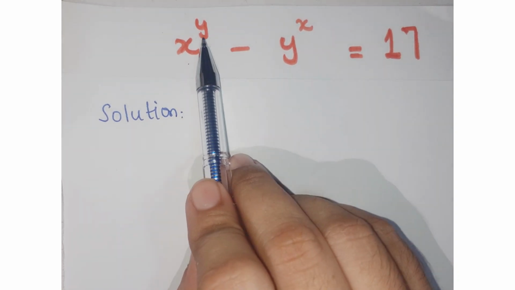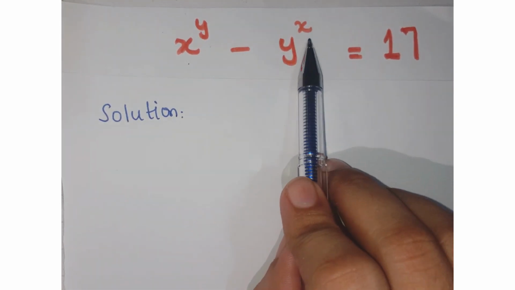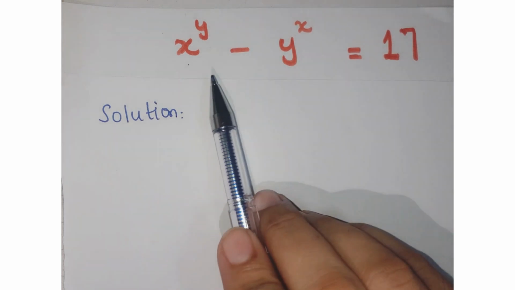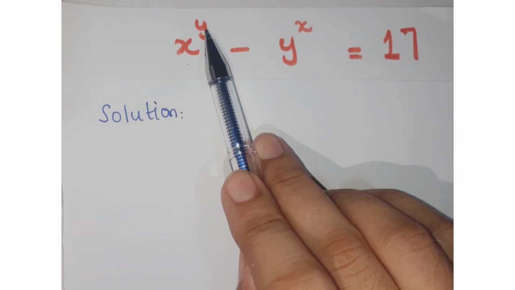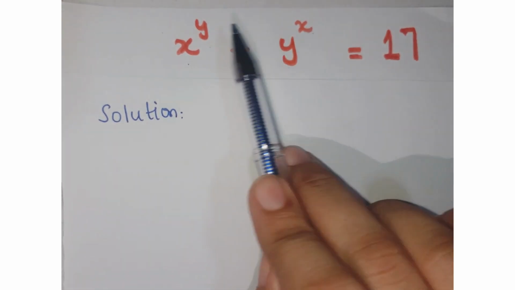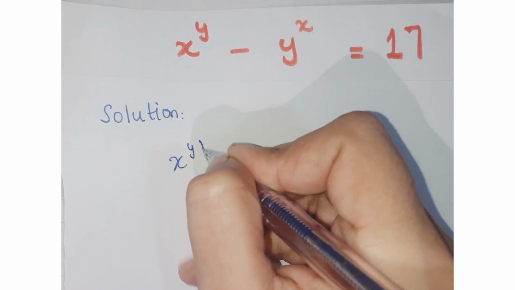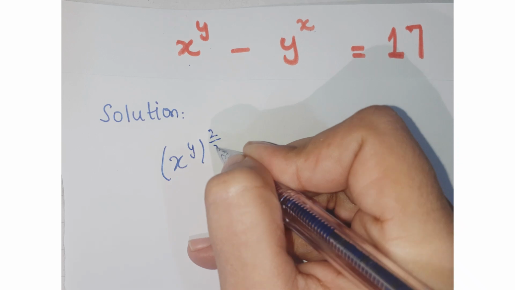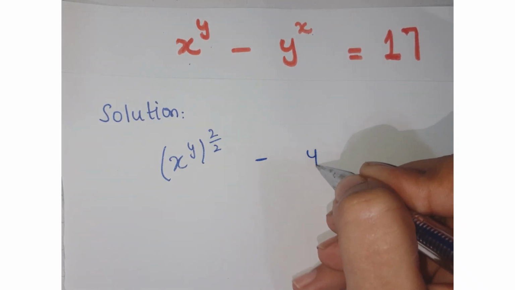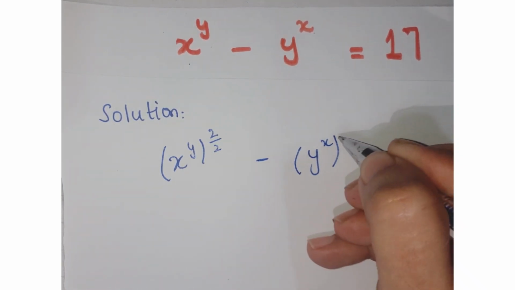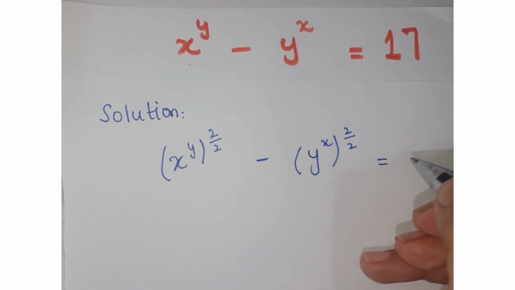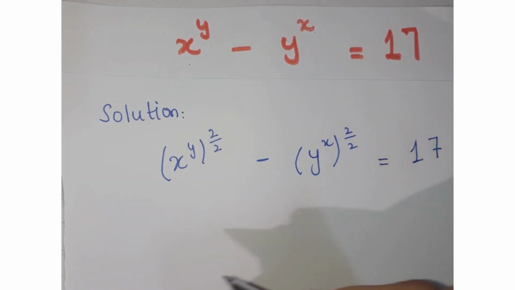Here the base is x, the exponent is y, and the base is y and the exponent is x. So what we are going to do is simply multiply and divide both the exponents by 2. So we can write it as (x to the power y) whole to the power 2 upon 2 minus (y to the power x) whole to the power 2 upon 2 is equal to 17.